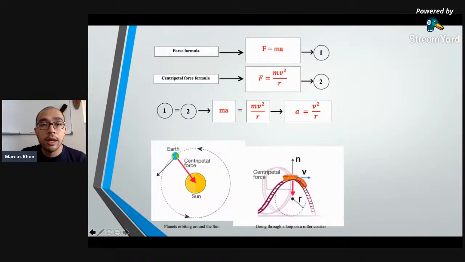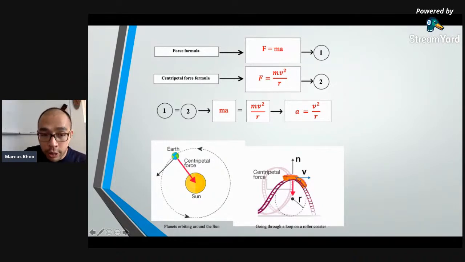Oh, sorry. Okay, so this is the second page of your module, and this is the answer. So this is an example. And what we've been talking about before, the planets orbiting around the sun also experience a centripetal force.